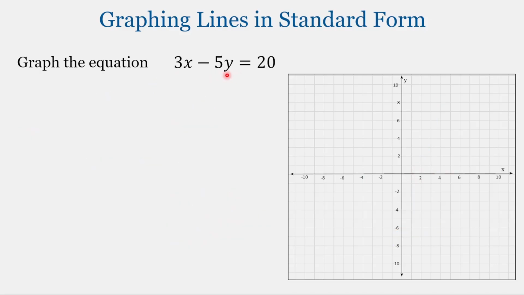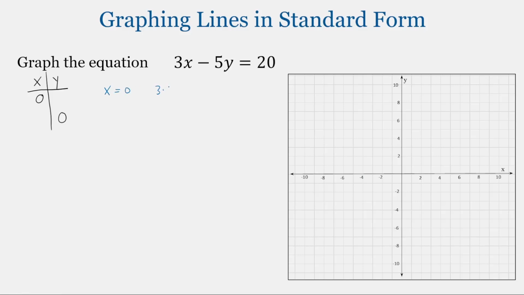Let's try one more. And in this case, finding the x and y intercepts may not be the best course of action for graphing this line. But let's try anyway and see what we get. So here we have 3x minus 5y equal to 20. We're going to start with our table. We're going to find a couple ordered pairs that are on this line. Specifically, we're going to find that y-intercept, where x is equal to 0, and the x-intercept, where y is equal to 0.